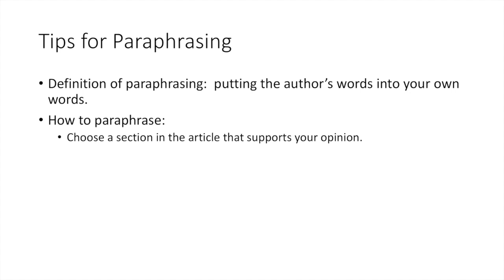So in order to paraphrase, the first thing you need to do is find a section of the article that supports your opinion. And for paraphrasing, it's easier to use a whole section versus just one sentence, because if you use just one sentence, you run the danger of not being able to paraphrase as well, because you only have a few words to deal with.